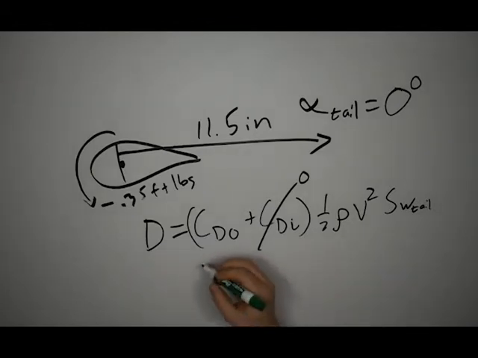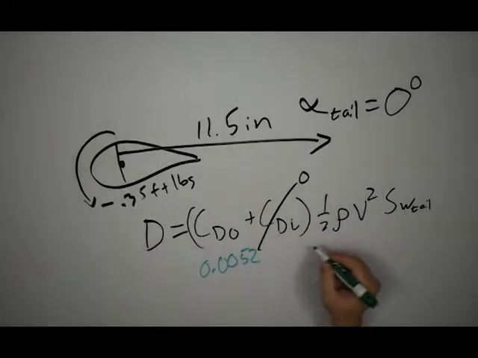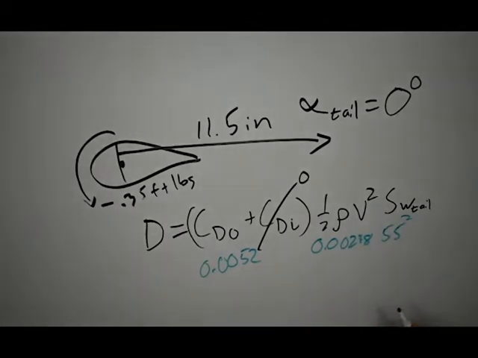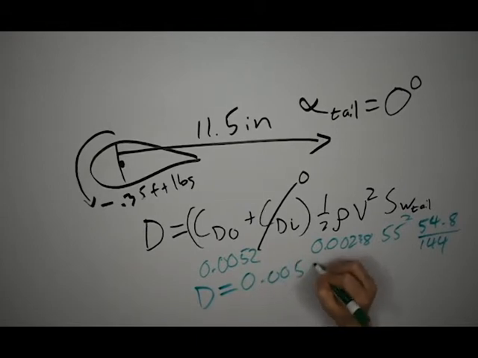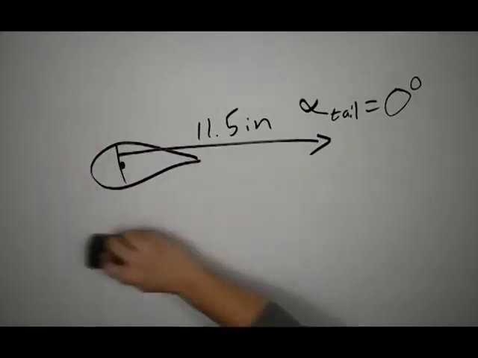Now we're going to plug in our numbers. Our coefficient of drag from airfoil tools is 0.0052. We have our 1/2 rho v squared, which is 0.00238 times 55 squared. And then for S wet for our tail, we need to include both our horizontal and vertical stabilizers. So that's going to be 54 inches squared divided by 144, so we get it back to square feet. And we find that our drag force for our tail is 0.00528 pounds.